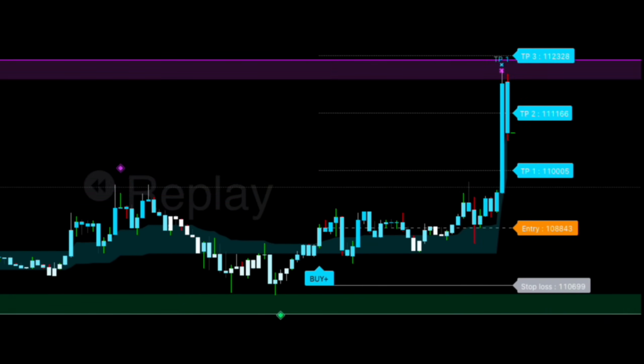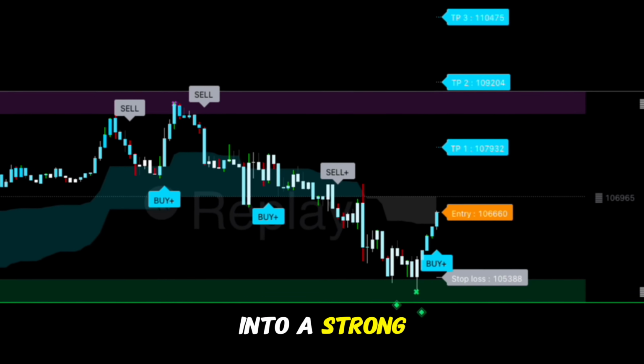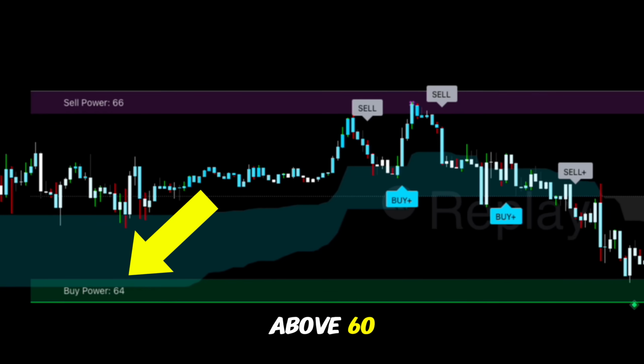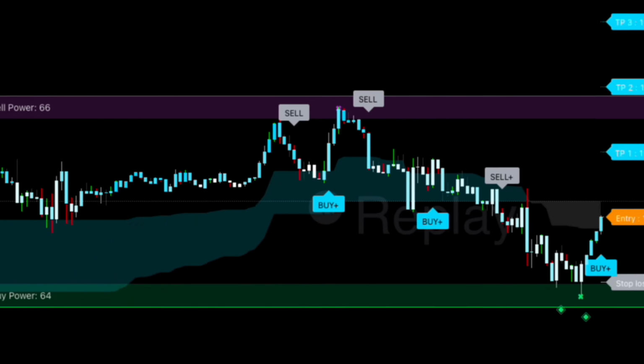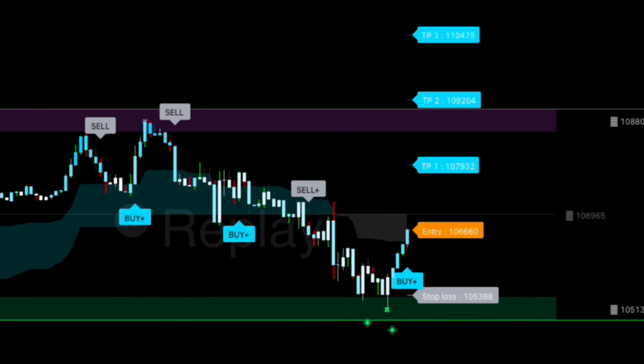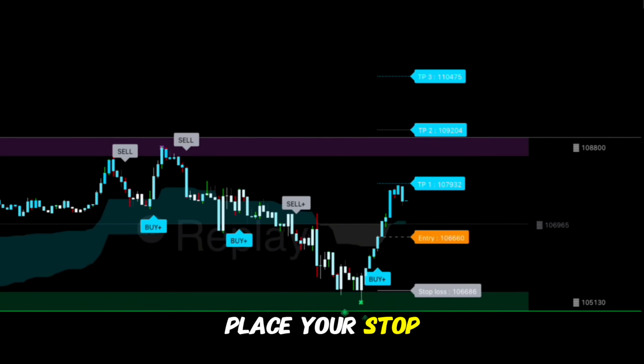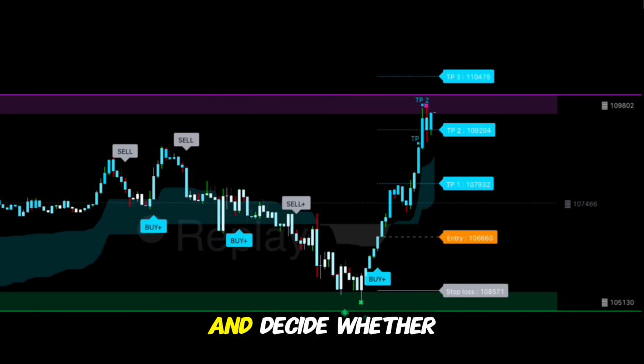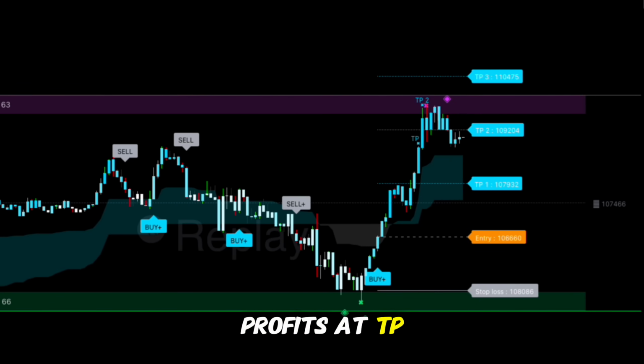Let's run through an example. Suppose price drops into a strong buy power zone with a score above 60. You wait patiently. A few candles later, Fresh Algo flashes a buy plus signal right inside that zone, complete with a stop loss just below the zone, and TP1, TP2, TP3 levels marked above. You enter at the signal, place your stop where the indicator suggests, and decide whether to take partial profits at TP1 or aim for a bigger move toward TP3.